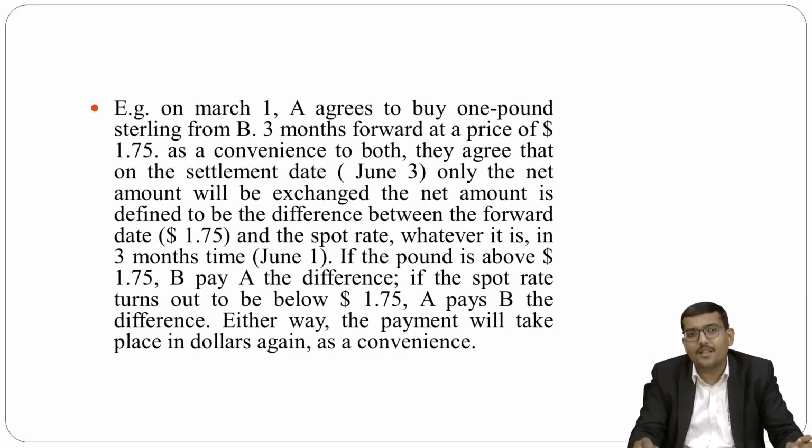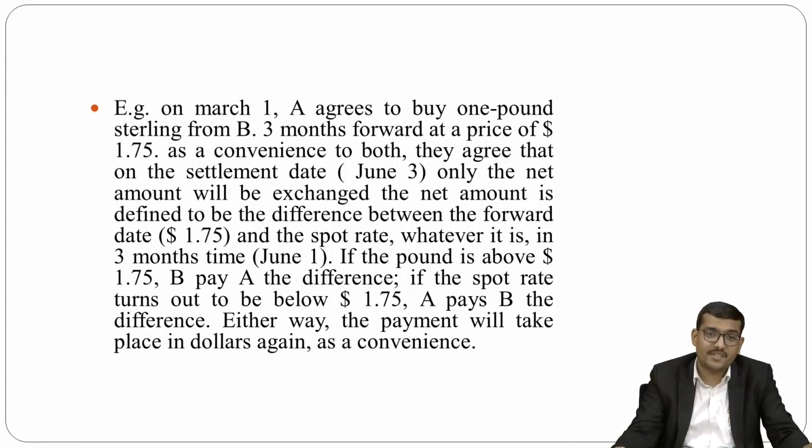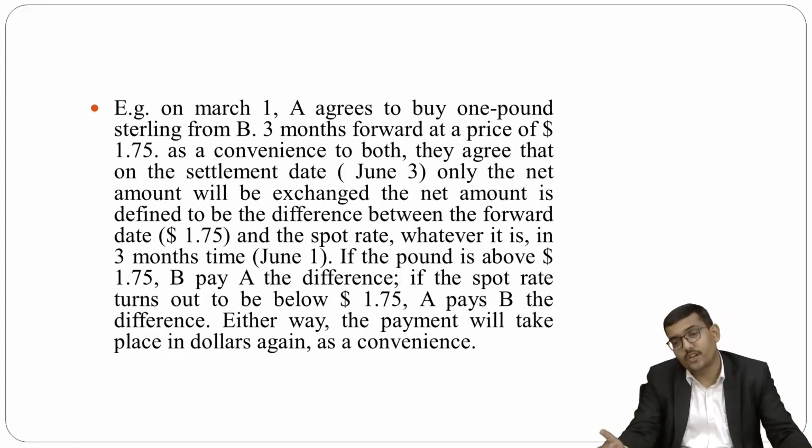Let us take an example. On March 1st, A agrees to buy £1 from B three months forward at a price of $1.75. As a convenience to both, they agreed that on the settlement date, that is June 3, only the net amount will be exchanged. That means the contract was made on March 1 and executed on the forward date, June 3.